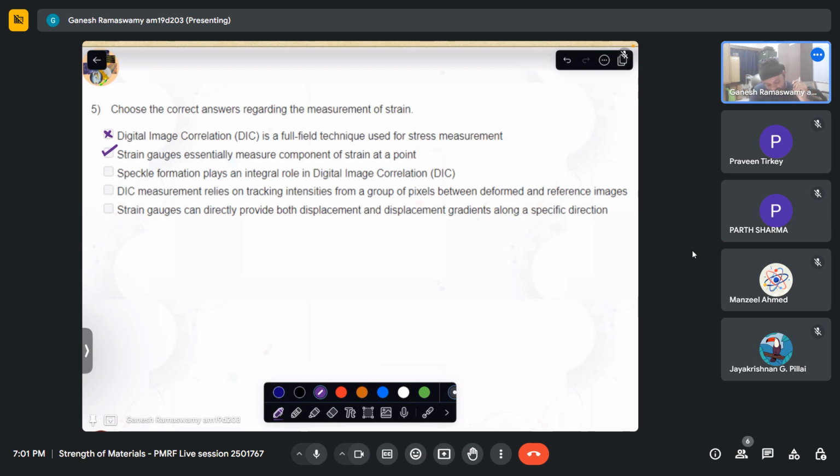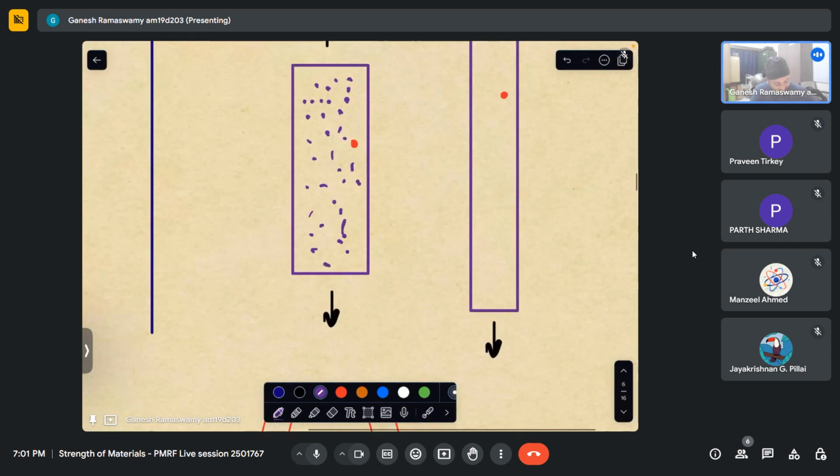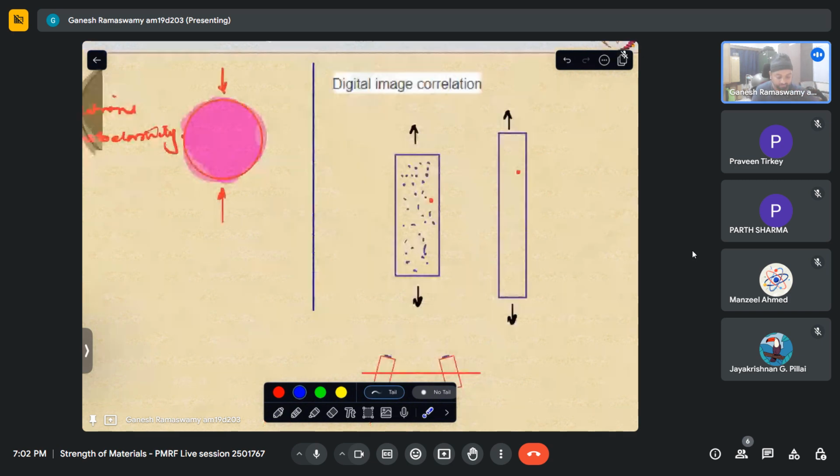Yes, speckle formation plays an integral part in digital image correlation. This happens to be true because as we had discussed when I just gave a brief intro, it turns out if my speckles are very uniformly spaced, it is a problem for the system algorithm to correlate because there has to be some randomness for it to identify different speckles. If all are identical, then it is a problem. And the average distance between each speckle decides my resolution. Up to what minor strains can I measure? So these things play a very crucial part, which is discussed in the lecture also in detail. So this happens to be true.